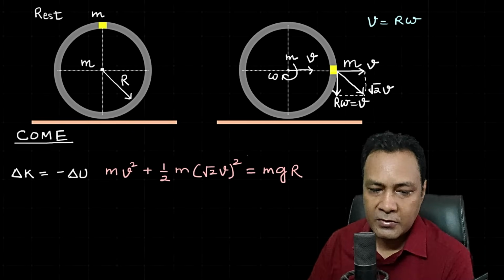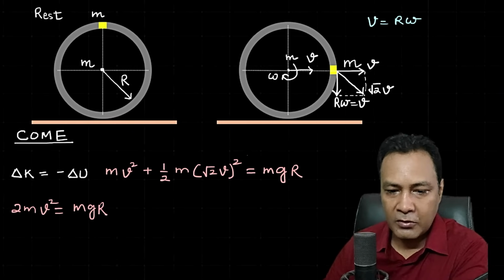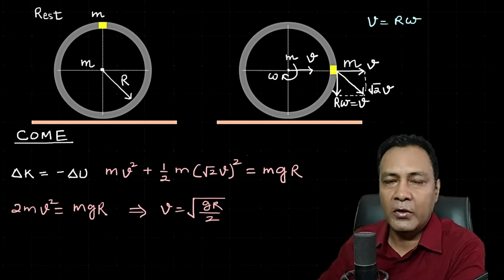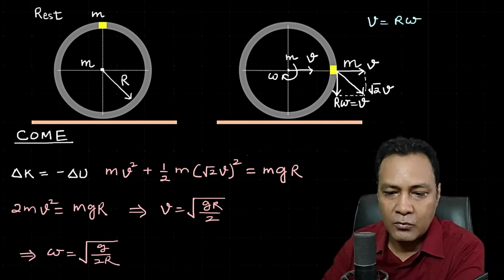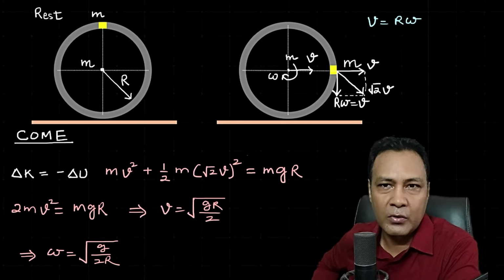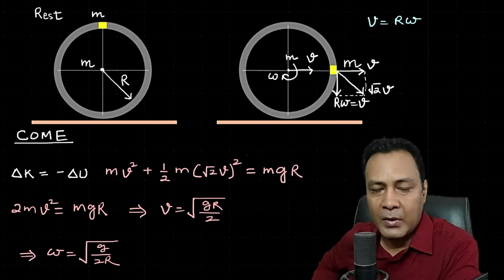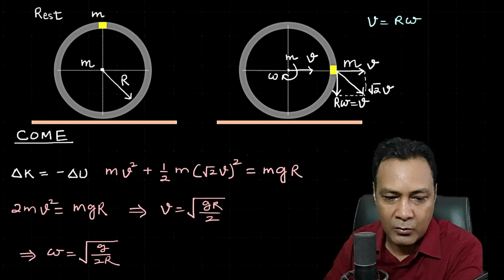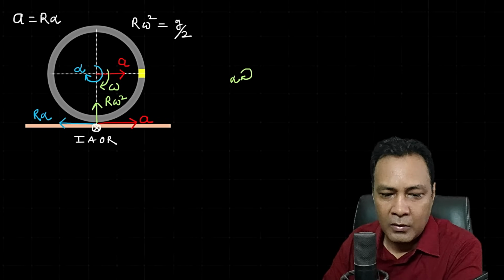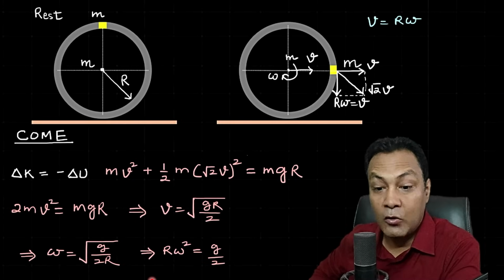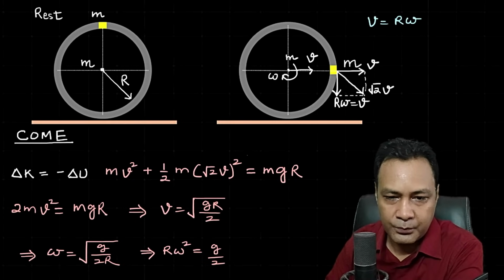So just simplify this thing. So you will get v is equal to root 2 gr by 2, and omega is equal to v by r. So omega is equal to square root of g by 2r, and that's the angular velocity. The first part we got, and this part would be used in the latter part also. So one more thing, this omega is equal to square root of g by 2r. So just rearrange that. So you will get r omega square is equal to g by 2.